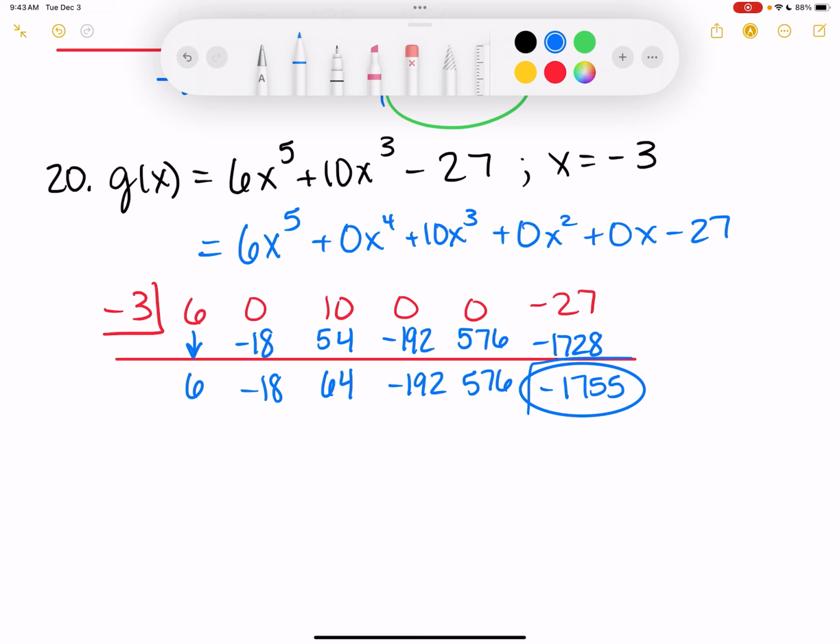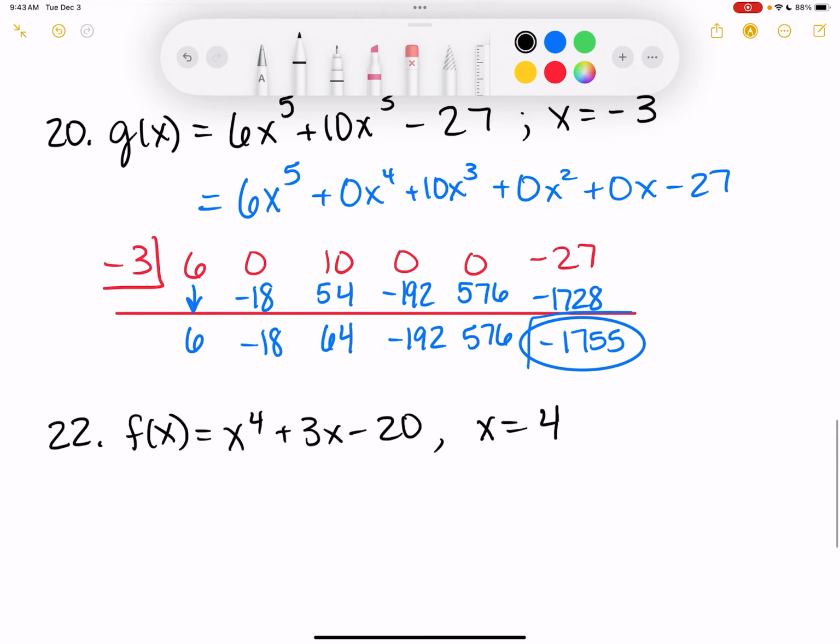All right, this next one I'm going to have y'all try on your own, and then there's one more thing we're doing after this, and then we'll be done. Or, well, 2 more problems, 1 more topic. F of x equals x to the 4th plus 3x minus 20. X equals 4.